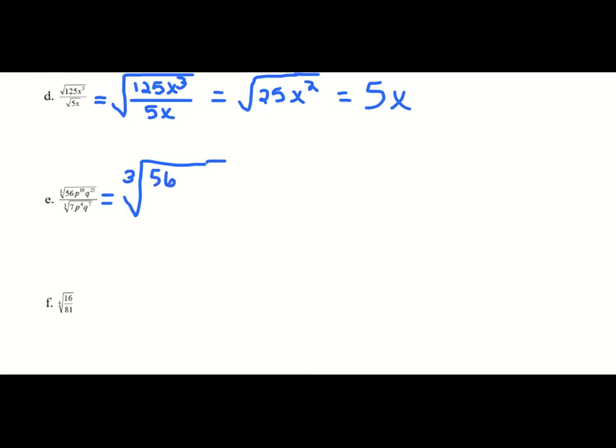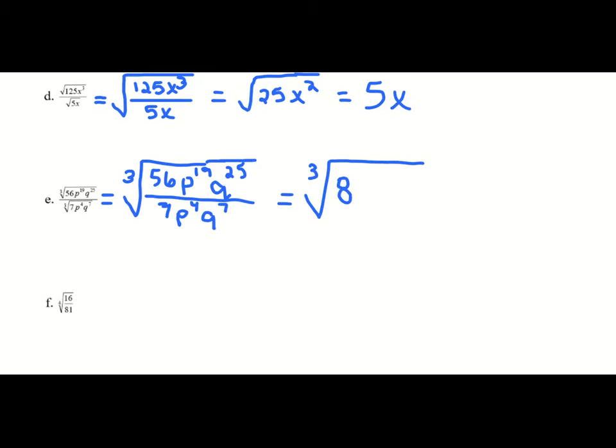56p to the 19th q to the 25th divided by 7p to the 4th q to the 7th. And I'm going to go ahead and simplify that. And again, I haven't taken the cubed root of anything, so it's still going to remain under the radical. But I do know that 56 divided by 7 is going to equal 8.